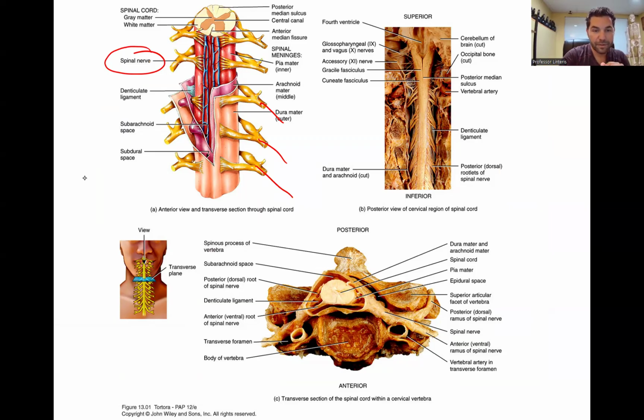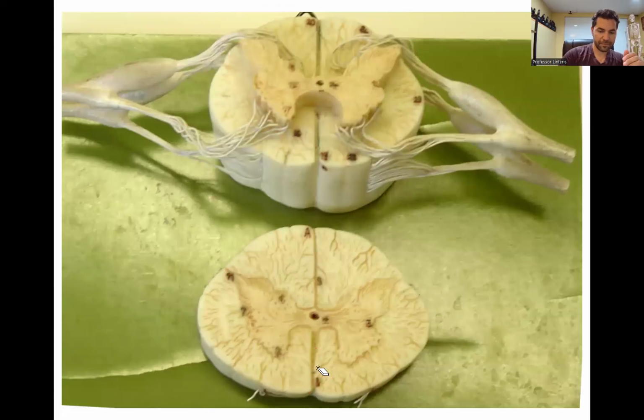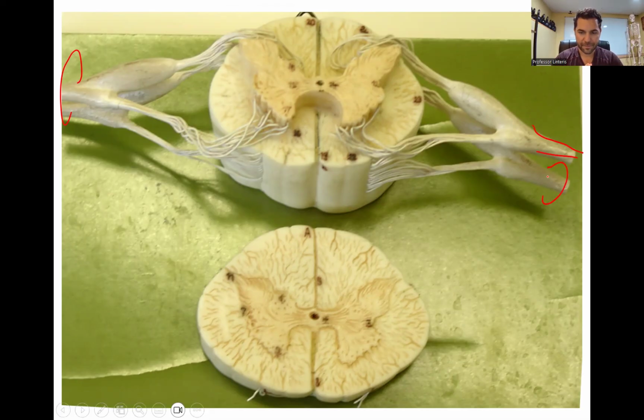So if you look up here, let's see if you could even see it. Not the best picture. I'll show you on another one. These are called roots. So I will show you on the next picture. What we're looking at, and this is our spinal nerve. This is our spinal nerve. These are all spinal nerves.